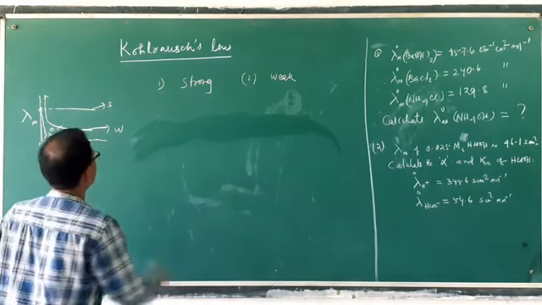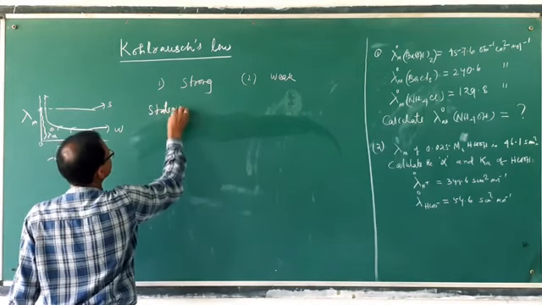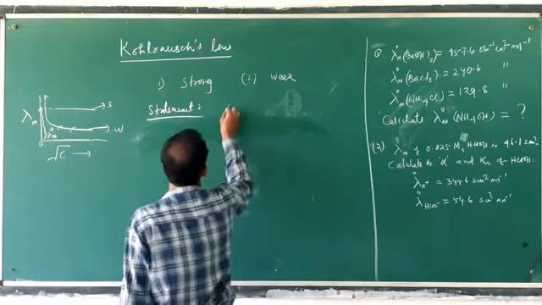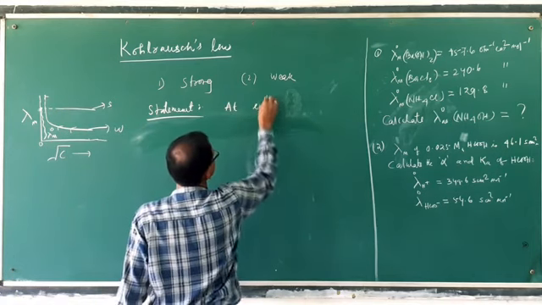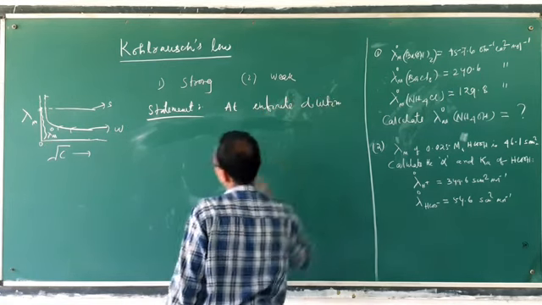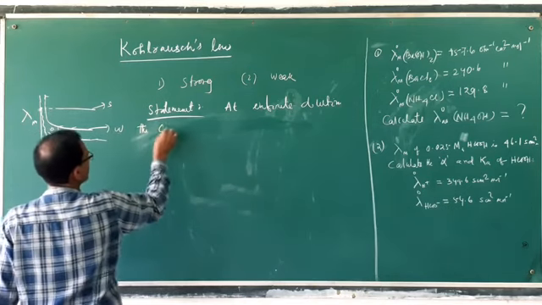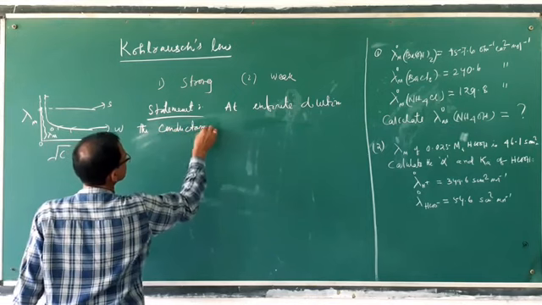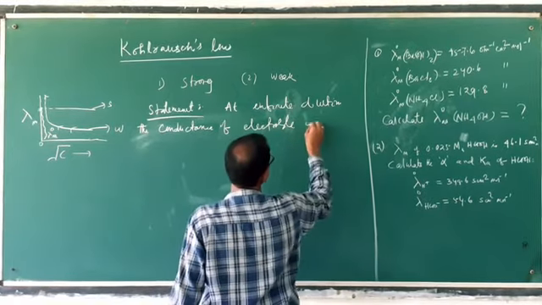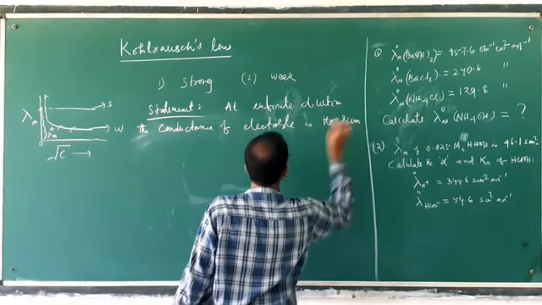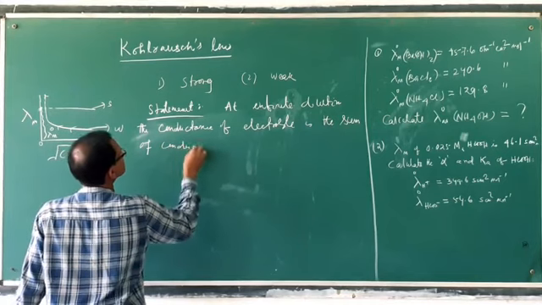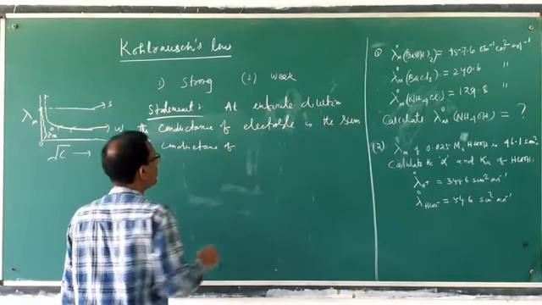The statement of Kohlrausch's law is like this. At infinite dilution, the conductance of an electrolyte is the sum of the conductance of all ions.